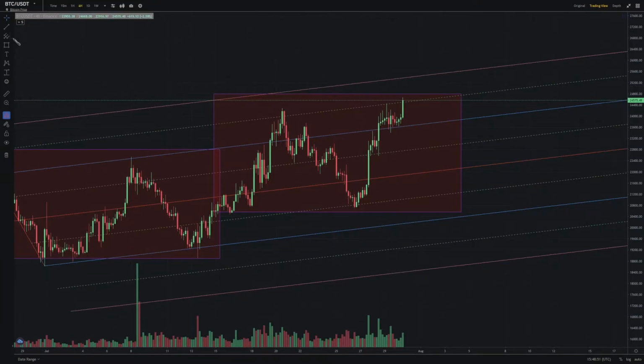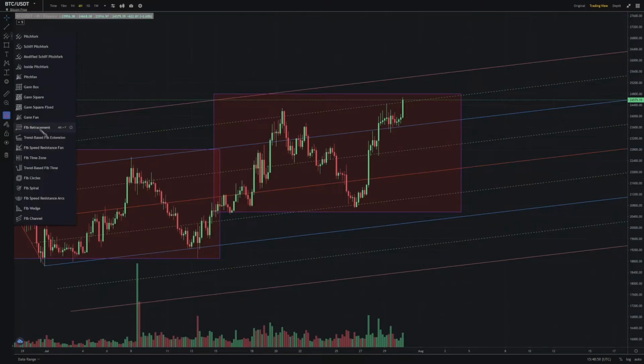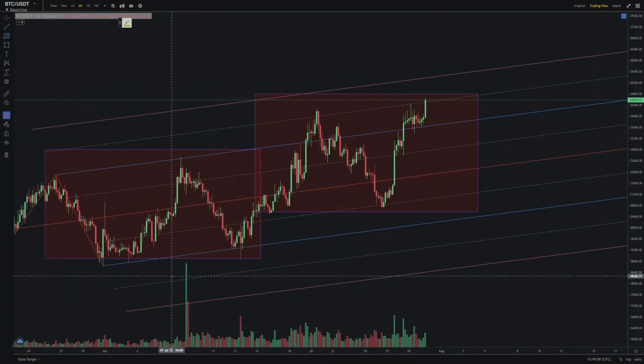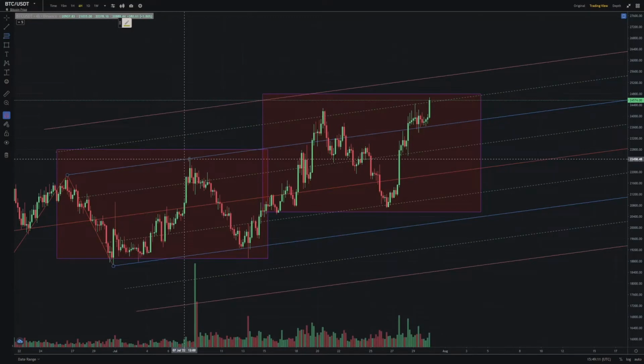The other indicator that I love to use with the Pitchfork is the Fibonacci retracement. The Fibonacci retracement plus the Pitchfork gives you not only a price target, but also a time target. What do you mean by time target? I'll give you an example right here.